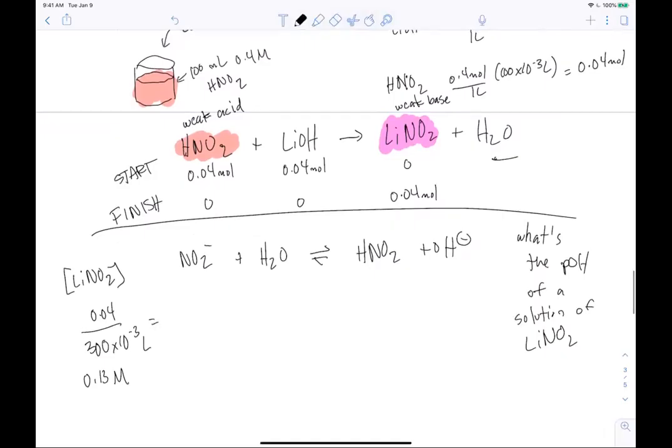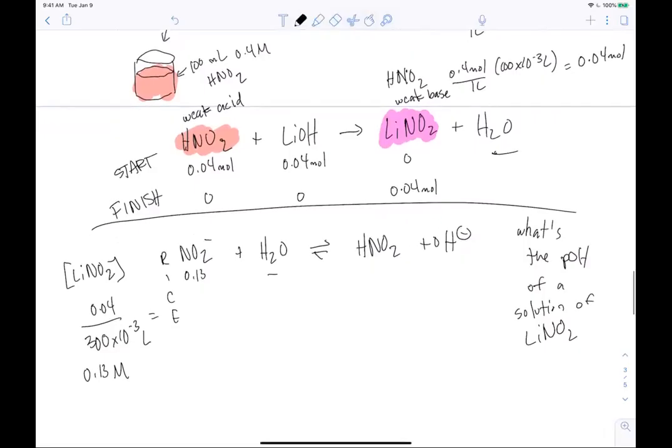Yeah, so then we just want to go in and work this like a normal RICE kind of problem. Our initial concentration of nitrite is 0.13. Obviously, we don't care about water. The change is going to be X. We're going to gain X of this. We're going to gain X of that. And so at equilibrium, we're going to have this. So what they don't give you in this problem that you need to solve this is your K value.